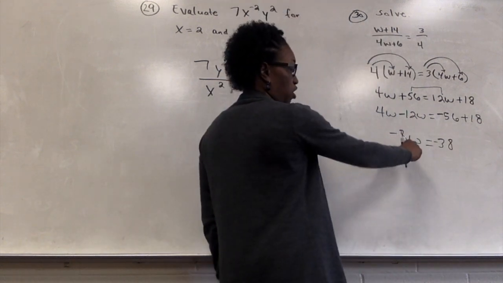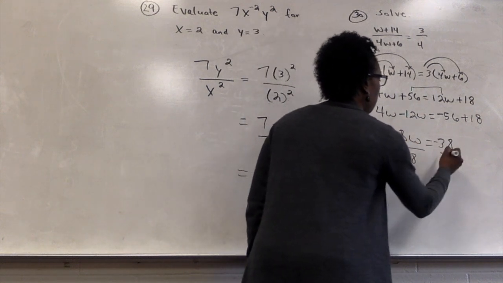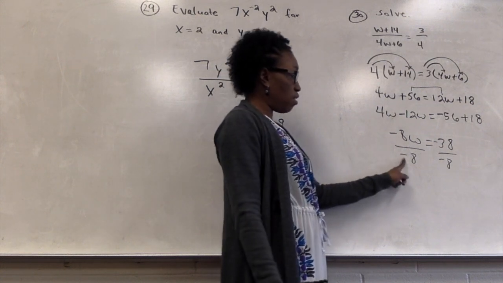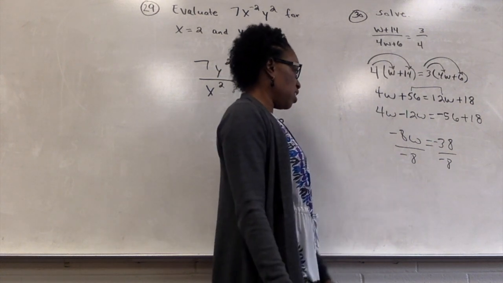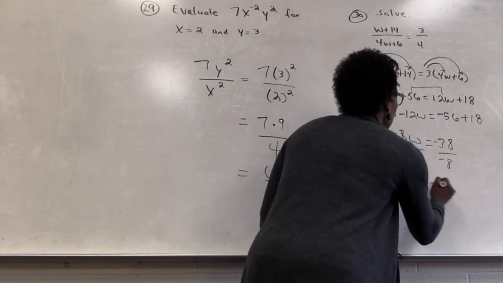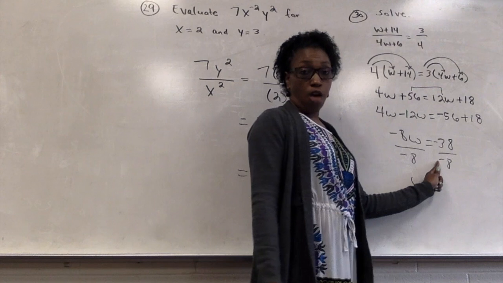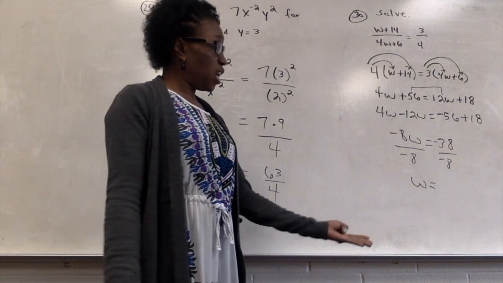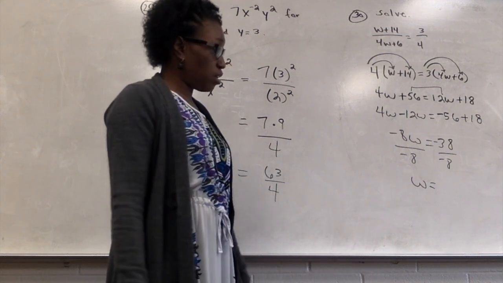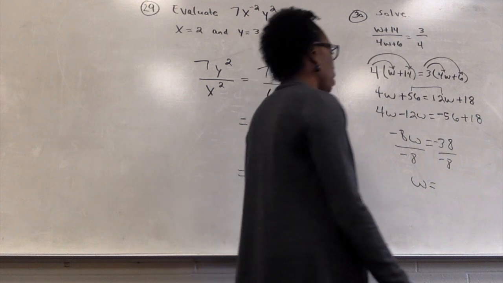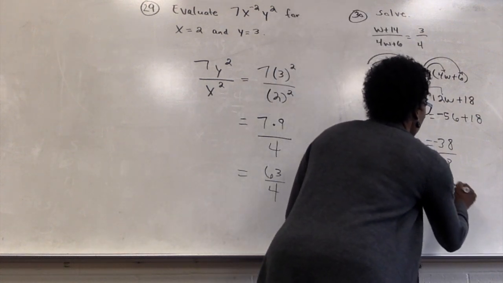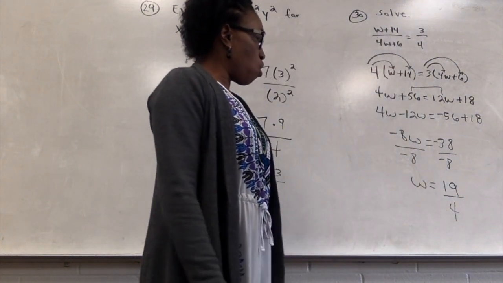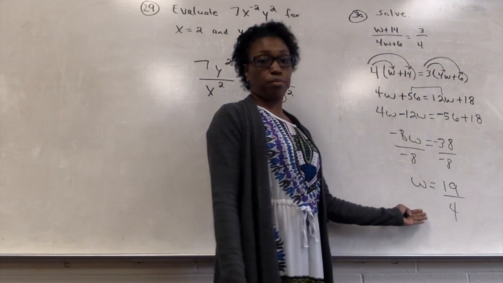Next thing, I'm trying to solve for W, so I'm going to divide both sides by the negative 8. And remember, if that number is negative, you must put that negative on both sides when you're dividing. 2 negatives will cancel out to make a positive number. And I also see that I have even numbers, so I know I can reduce that. So it can be simplified if I divide by 2. So 19 over 4 will be your final answer in reduced form.